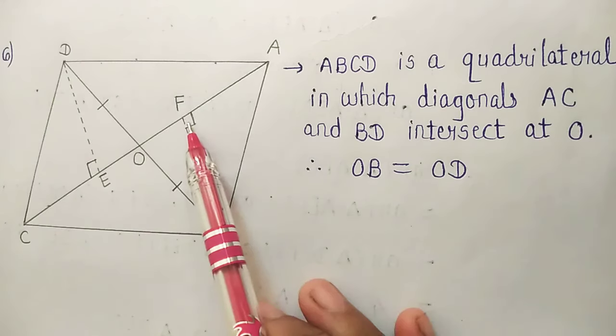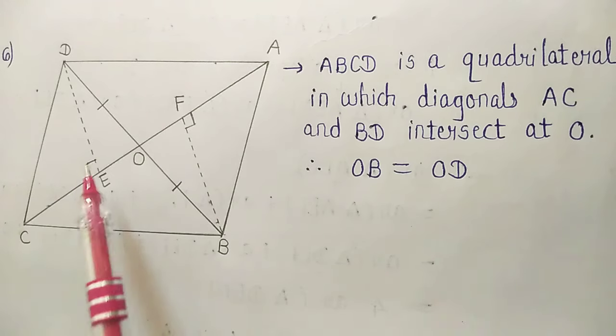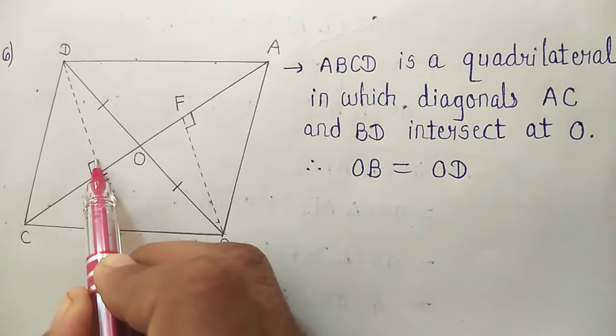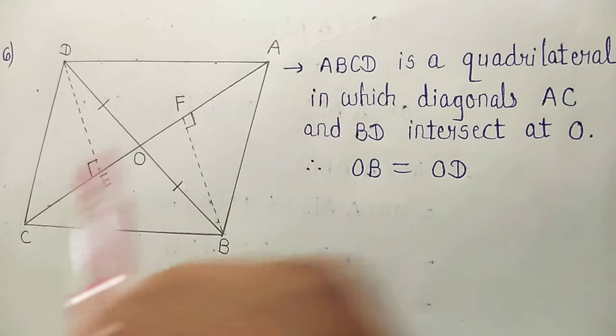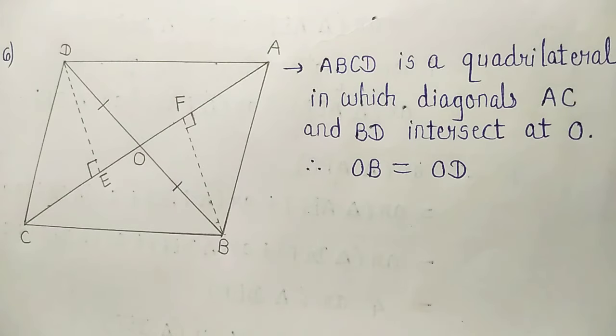Similarly BF. Now you need to remember that whenever we draw perpendiculars, it makes a 90-degree angle. So this will be 90-degree. Same way this angle will also be 90-degree. Here also this is 90-degree and this will also be 90-degree.